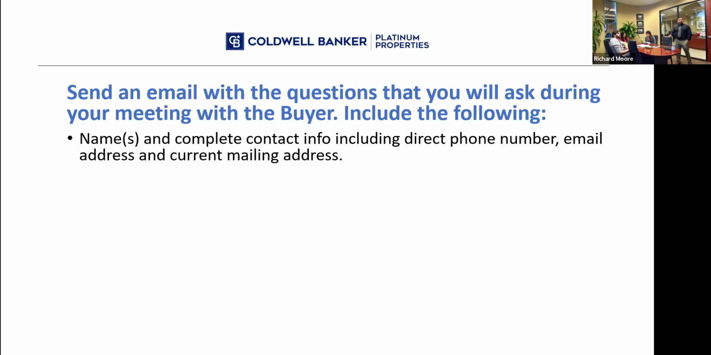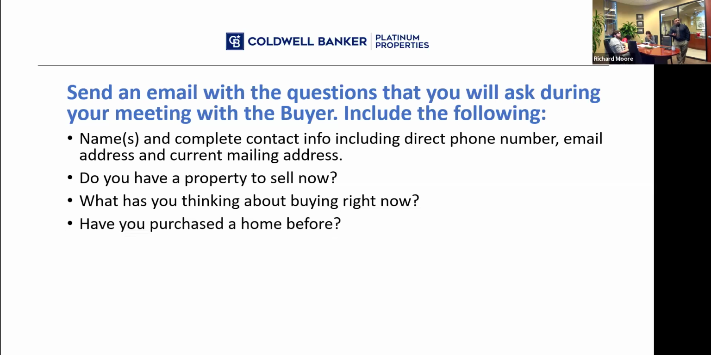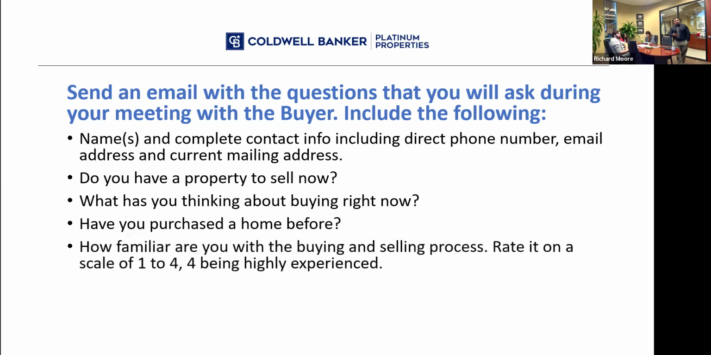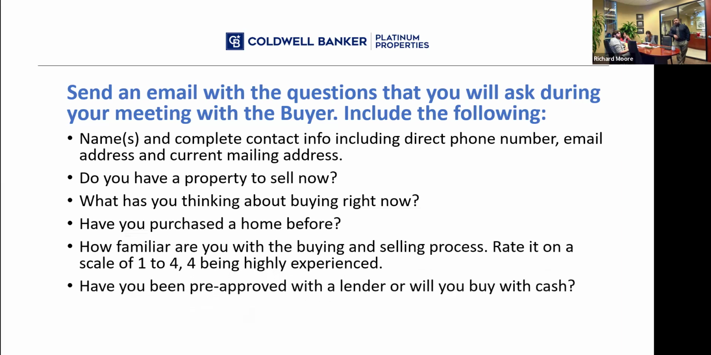So you're going to need names and complete contact information, including direct phone number, email address, and current mailing address for the buyers. You want to know if they have a property to sell right now. What has you thinking about buying now? These are the questions you want to ask them. Have you purchased a home before? How familiar are you with the buying process and selling process, rated on a scale of 1 to 4? Have you been pre-approved with a lender, or are you going to buy it cash? What are you looking for in a real estate agent?